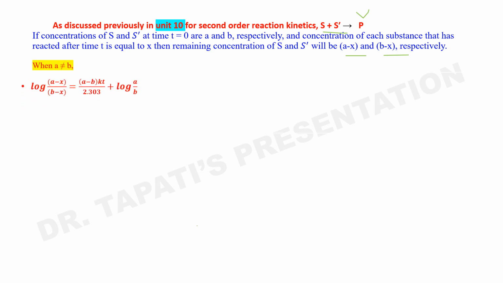When a is not equal to b, that means initial concentrations of S and S prime are not equal, we can write this equation for second order reaction: log of (a minus x) divided by (b minus x) is equal to (a minus b) kt divided by 2.303 plus log a by b. Or we can write it as ln (a minus x) divided by (b minus x) is equal to (a minus b) kt plus ln a by b.